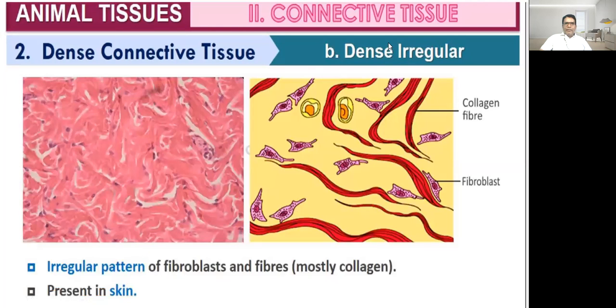Now, dense irregular. Here we see that the collagen fibers are not following any fixed pattern, and the fibroblast cells are also not following any fixed pattern. Here we find an irregular pattern of fibroblasts and fibers, mostly collagen fibers. They are mainly present in the skin.